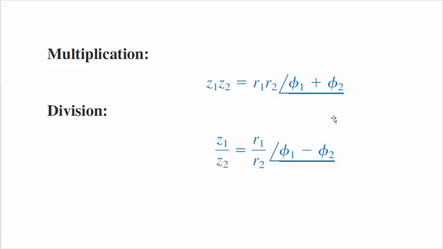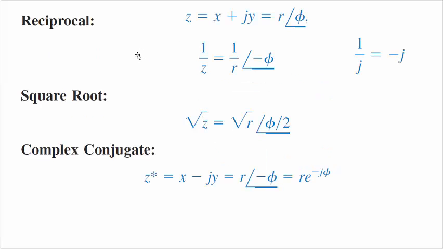Multiplication is easier done in the polar coordinate system. So if I have two complex numbers and I've expressed them in polar form, then you can multiply their magnitudes and you can add their phases. Division, you divide their magnitudes and you subtract their phases. If I want to find the reciprocal of a complex number, the reciprocal, 1 over z, is easiest in polar coordinates. There is a way to do it in rectangular coordinates as well. It involves finding the magnitude and then inverting the magnitude and then doing an inverse tangent to find the phase.